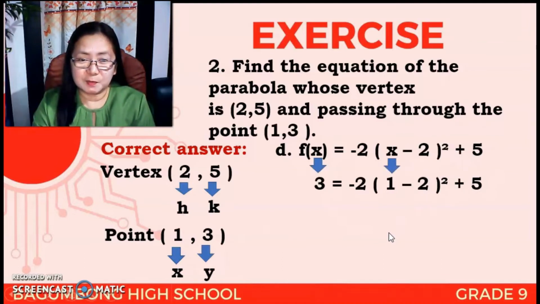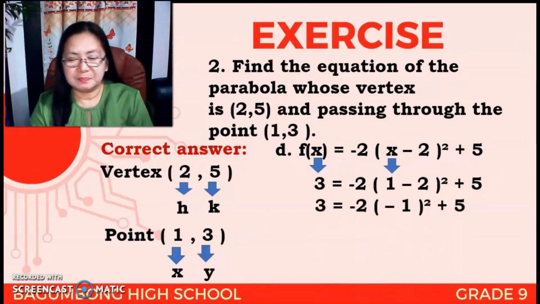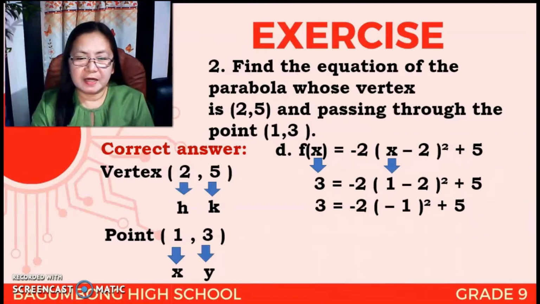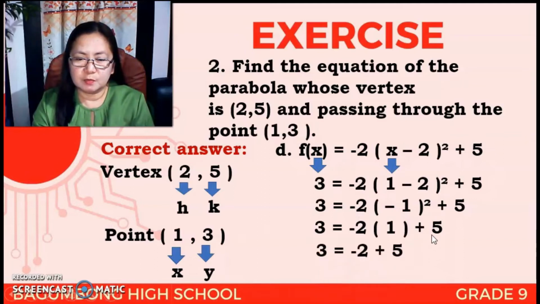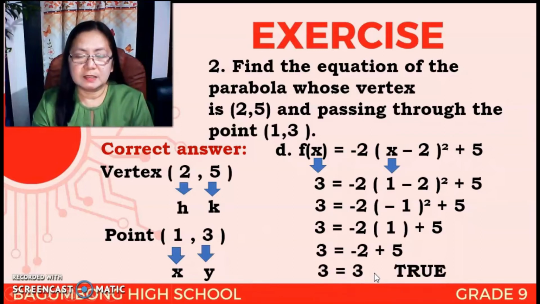So, x is equal to 1, y is equal to 3. Okay? Next, simplify. 3 is equal to negative 2 times the square root of negative 1 plus 5. The square root of negative 1 is positive 1 times negative 2. So, that is equal to negative 2 plus 5. So, 3 is equal to 3 is true. So, therefore, the correct answer is letter D. So, very good for those who got the correct answer.